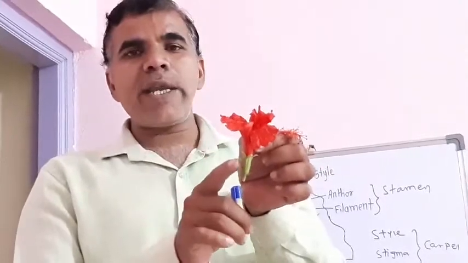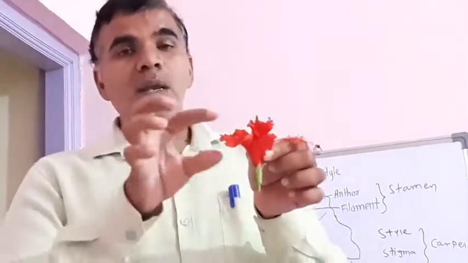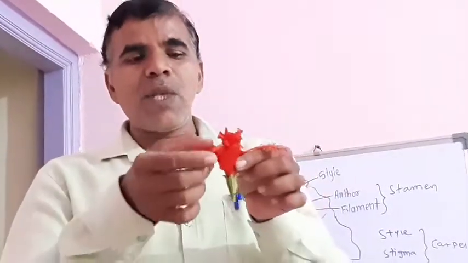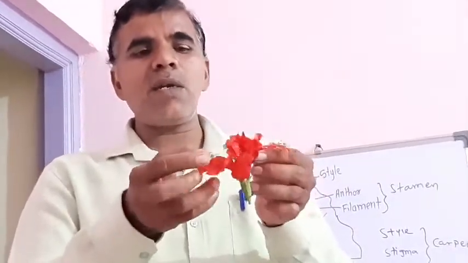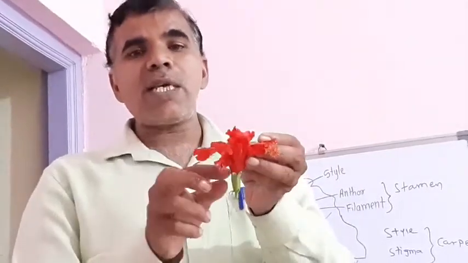Calyx, which is green in color, protects the inner part of the flower. Number two, second part of a flower. Look at this. There are different petals which are present inside the calyx.